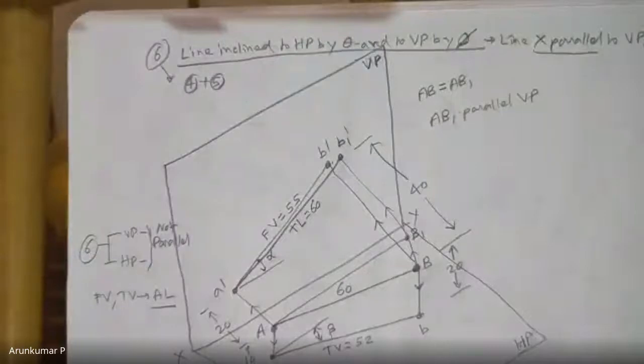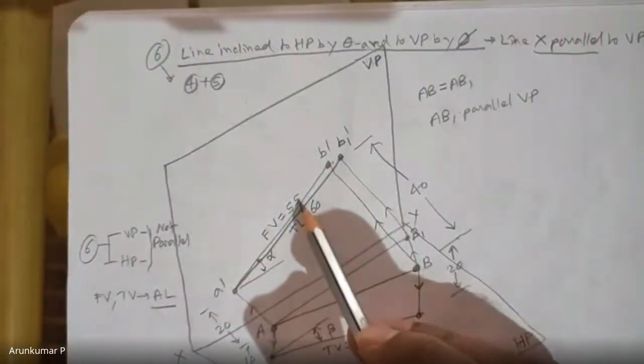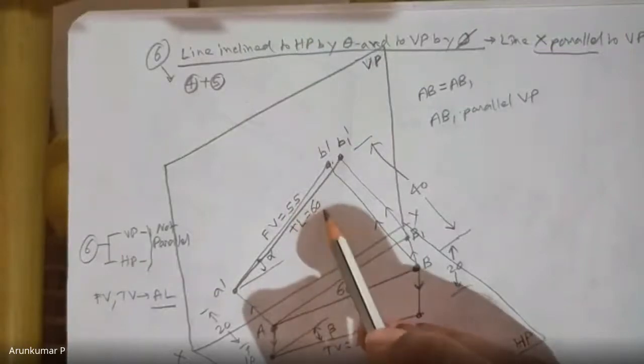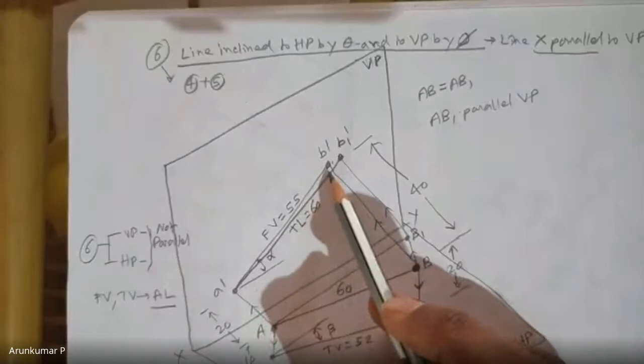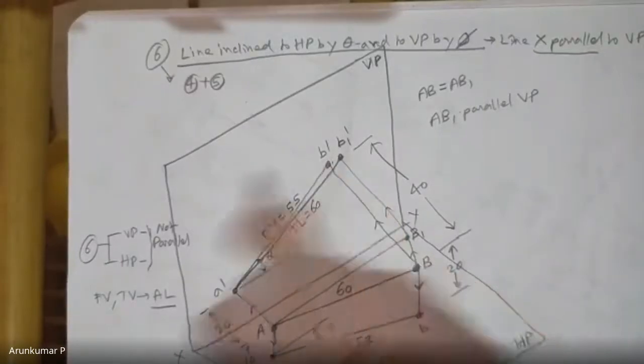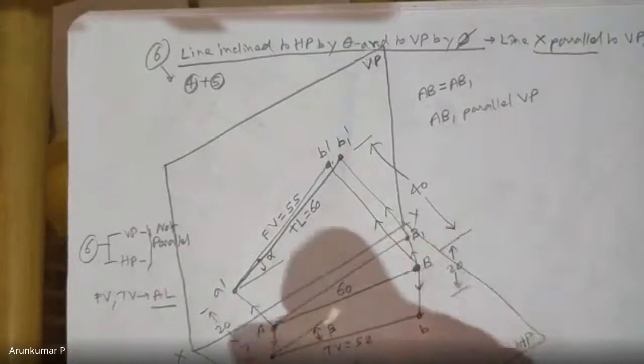Obviously, A dash B1 dash. Yes. So you see, the difference is not much, hardly 4 5 mm. That is why I've taken front view as 55 and true length as 60. You can see the difference between the length of these two lines is hardly 4 5 mm. Very small. But there is a difference. That is not important. What is important is what I have done here.